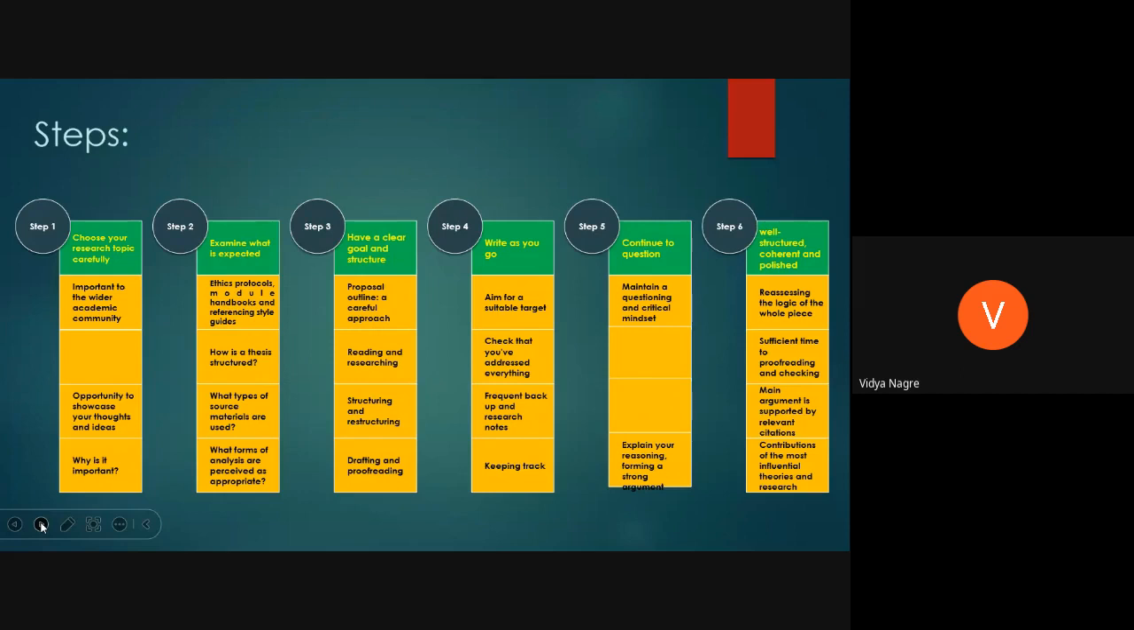So in this way, you should ask yourself if your topic is going to contribute something new, why is it important, and who will be benefited by it. So it should benefit the wider academy, the wider community.